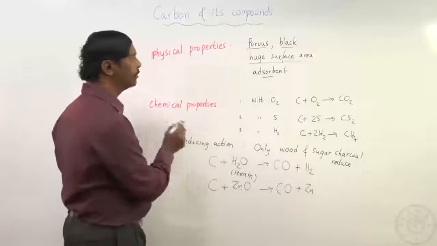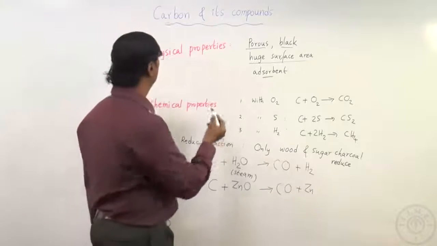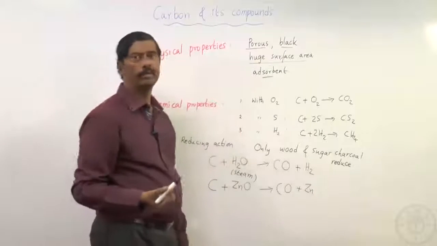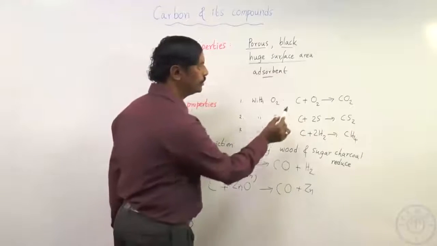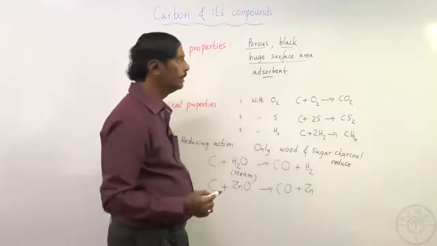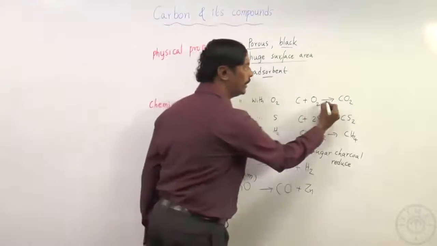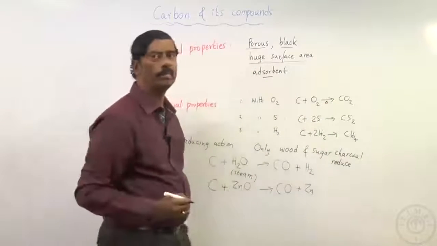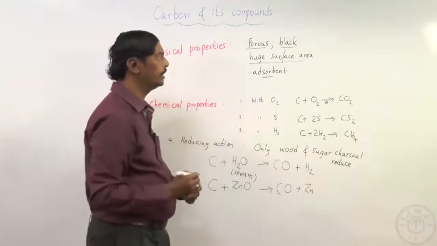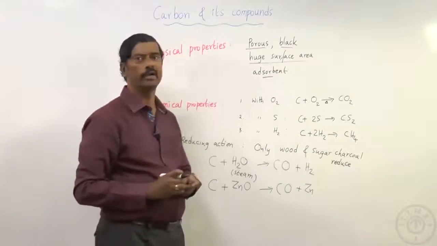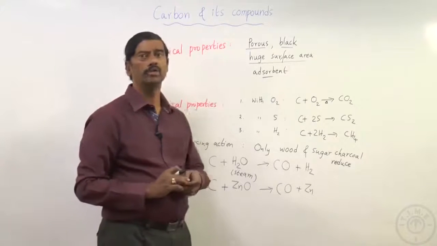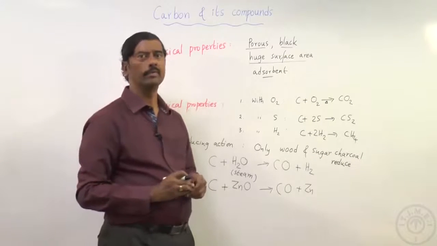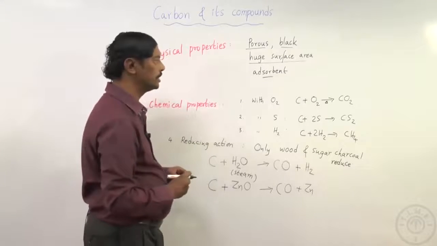And coming to chemical properties, charcoal is nothing but an allotrope of carbon. So whatever carbon shows, charcoal also has to show. So carbon and oxygen will at a higher temperature react to form carbon dioxide. These are all happening at a higher temperature. Similarly with sulfur, it forms carbon disulfide. Carbon disulfide is a good solvent for certain substances.